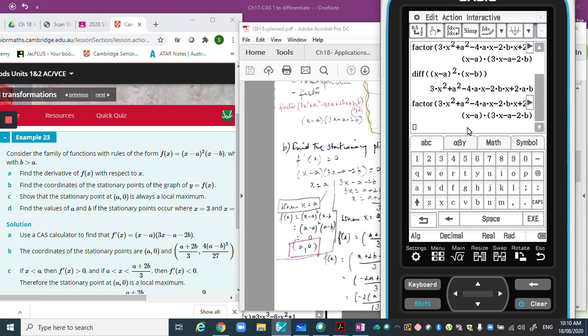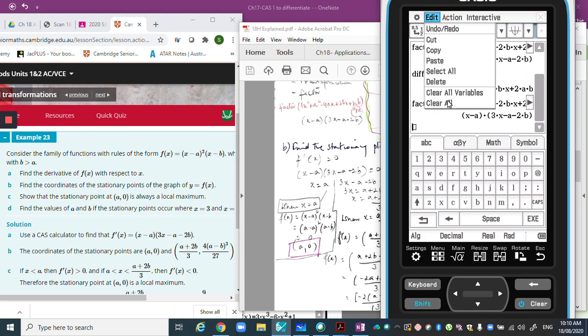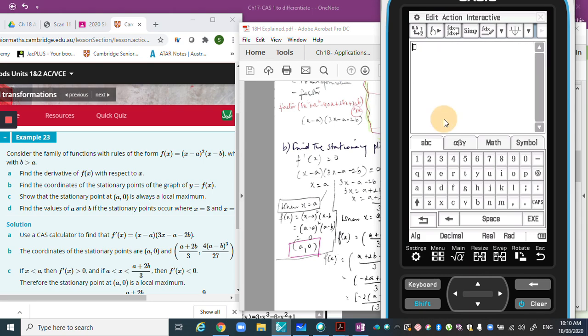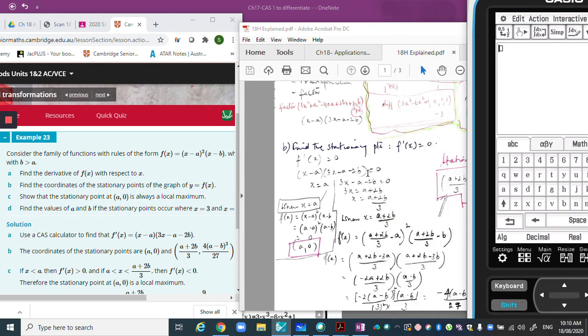And then find the coordinates of the stationary points on the graph y is equal to f of x. Now we know that stationary point implies f dash of x is equal to 0. And that's exactly what I did, because I had f dash of x over here, I equated it to 0, and then I got x is equal to a. And when I solved for x over here, I transposed terms and I got x is equal to a plus 2b divided by 3.